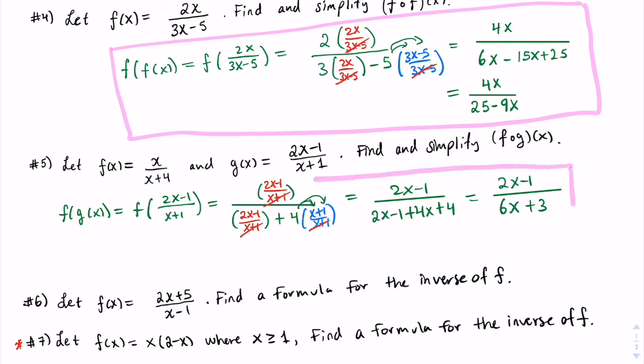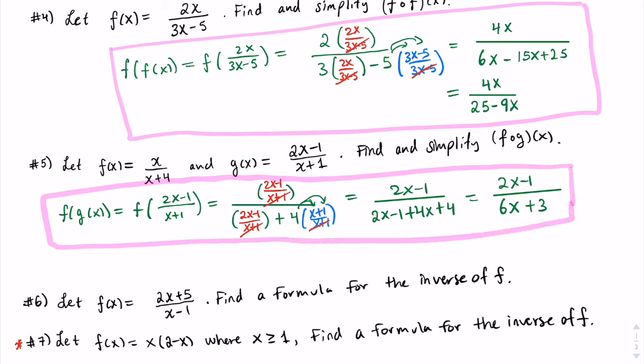Are f and g inverses of each other? The answer will be no. What would we get if they were inverses of each other? Same thing. We would have gotten out the x, just an x, right? They would have canceled out. We call that the inverse property for functions, and we didn't get x. We got an expression 2x minus 1 over 6x plus 3.